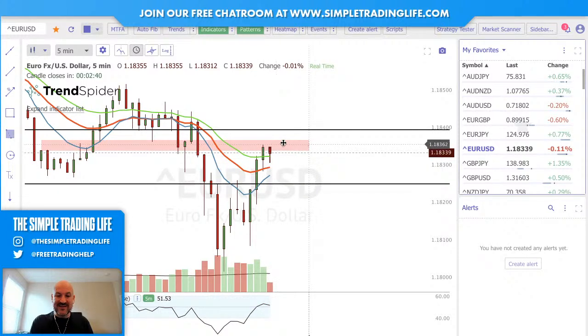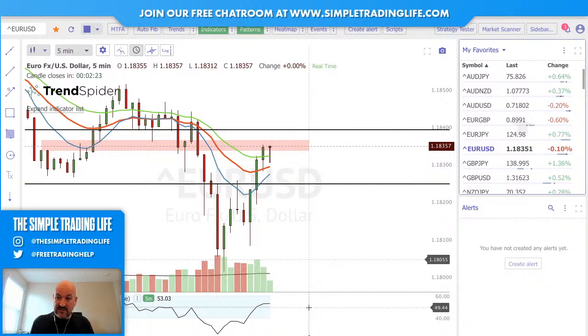But we'll come back to this. We'll notice here, does it reject here and start to go back lower? And if it gets below the 10 down here, this starts to curl back down, and everything else stays the same, then we would be interested, right?